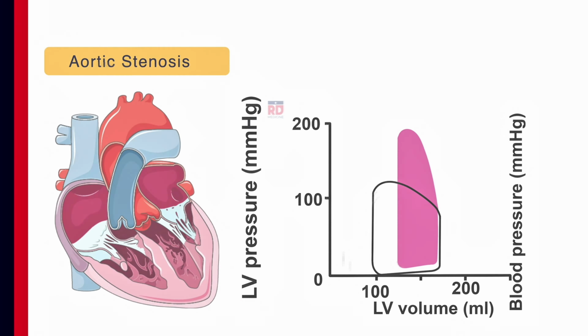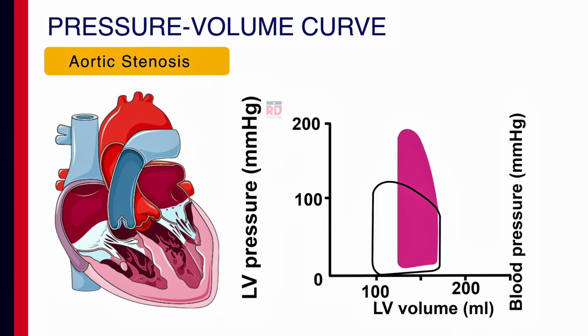Now let's go over the pressure volume loop in the setting of valvular pathologies. Very high yield. You will start with aortic stenosis. Let's go. So, in aortic stenosis, the aortic valve is narrowed. That means that the left ventricle has to generate much higher pressure during systole just to open that valve and eject blood. This is a classic example of increased afterload, more resistance to outflow.